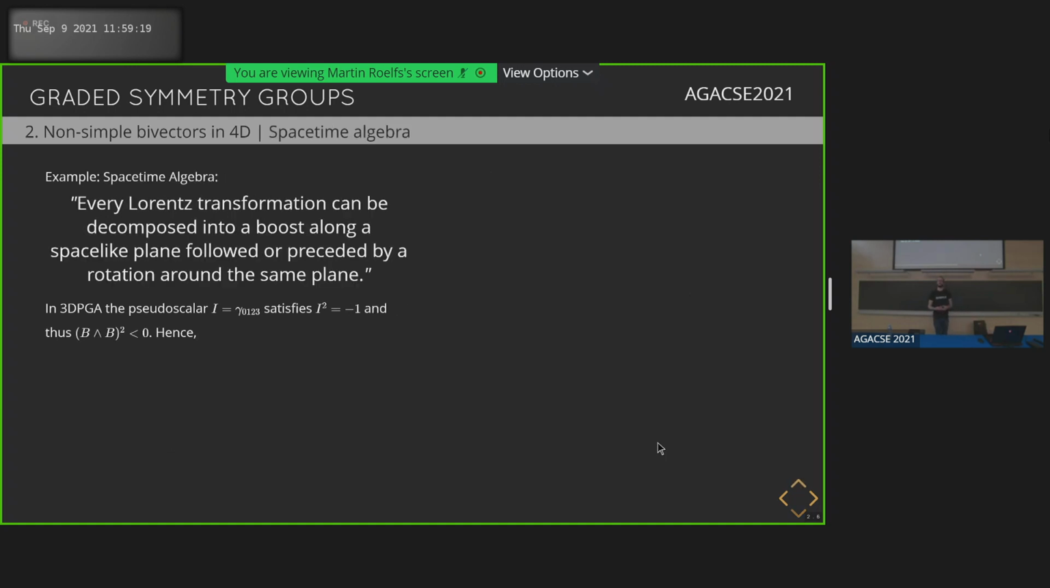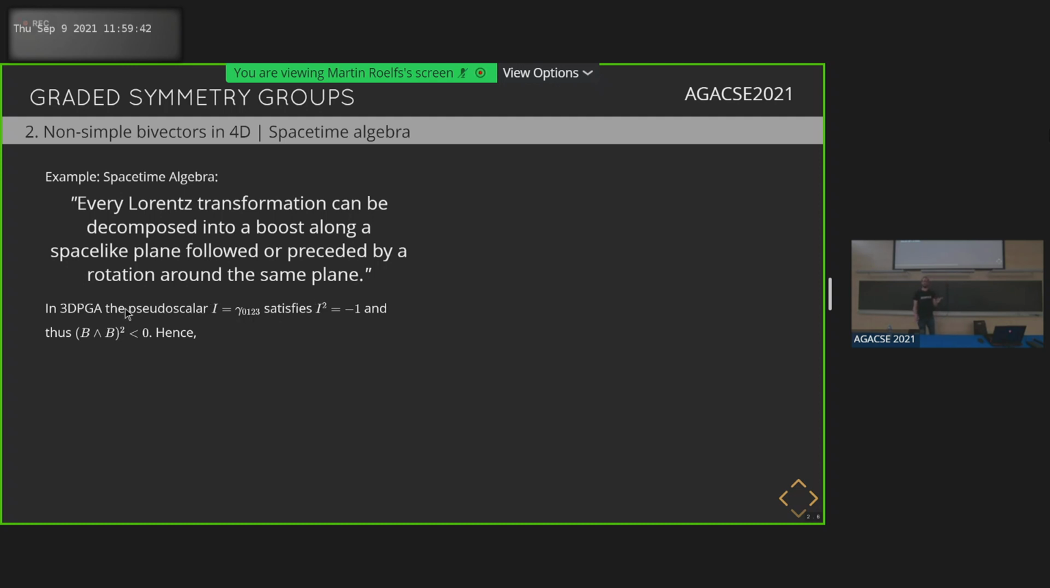Now we can go to space-time algebra. So every Lorentz transformation can be decomposed into a boost along a space-like plane, followed or preceded by a rotation around the same plane. So in 3D PGA, that should have been STA now. I forgot to correct that, but the rest is correct.